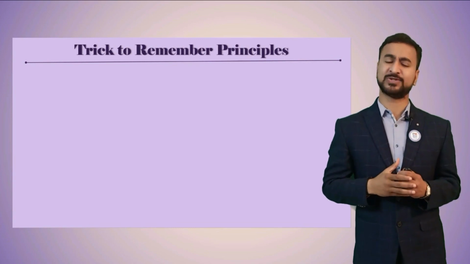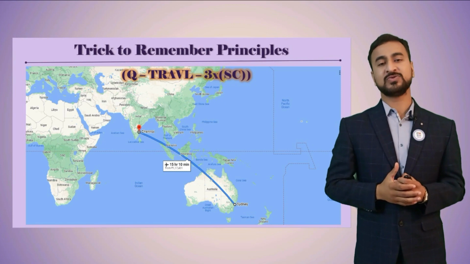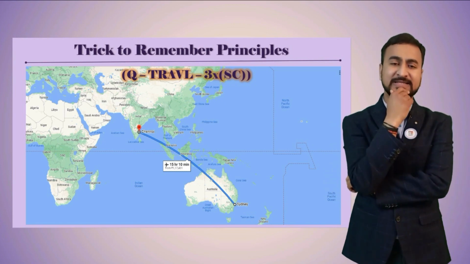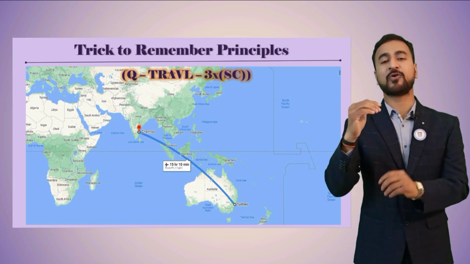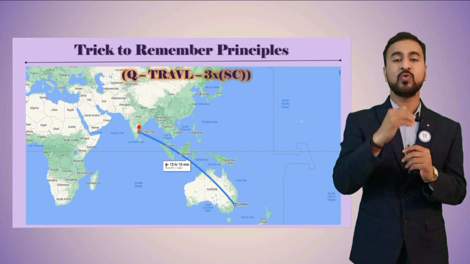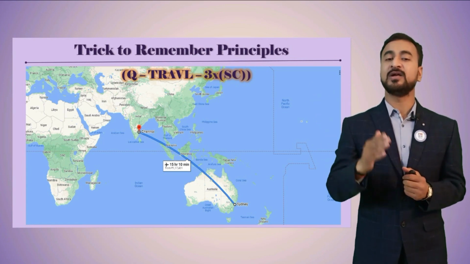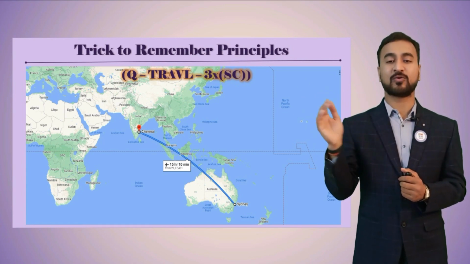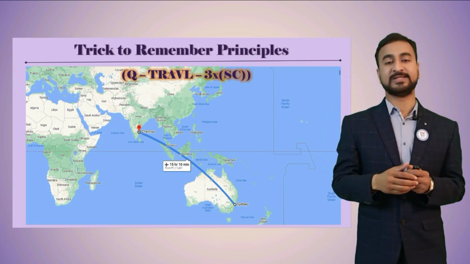I am going to tell you one story that helps you to recall or remember these principles. The story is very simple. It's the story of Mr. Q, who wants to travel from Sydney to Chennai. So this is the formula that is reflected over here: Q travel, that's 3 cross SC. This is the acronym of all 12 principles.